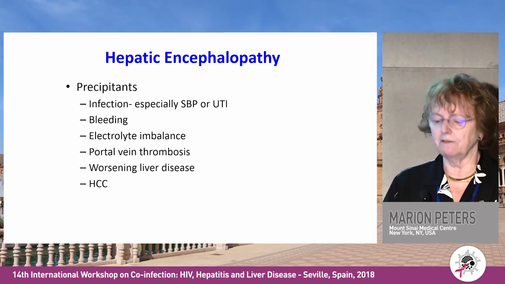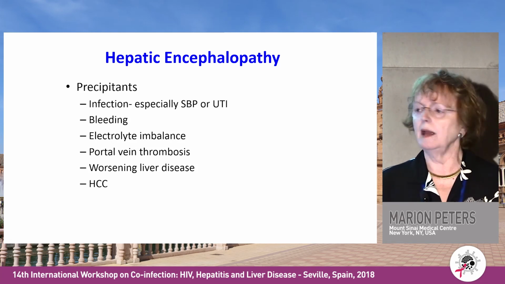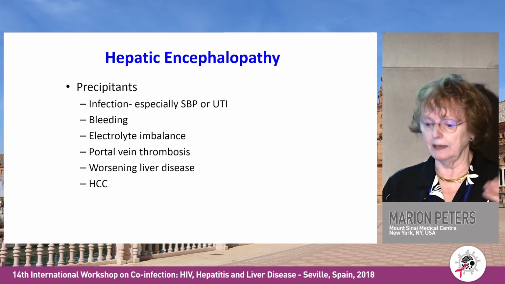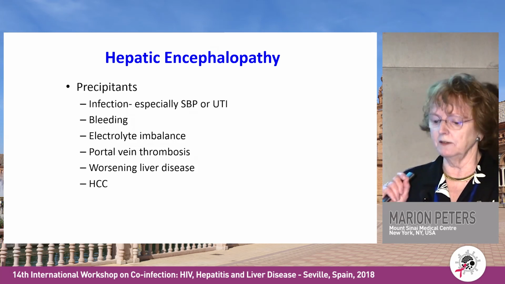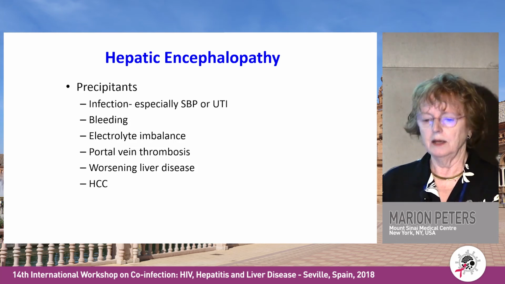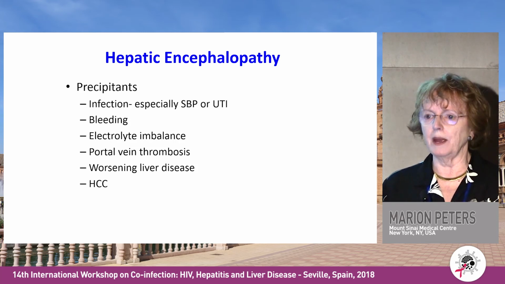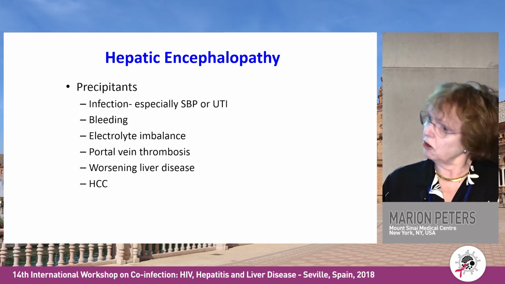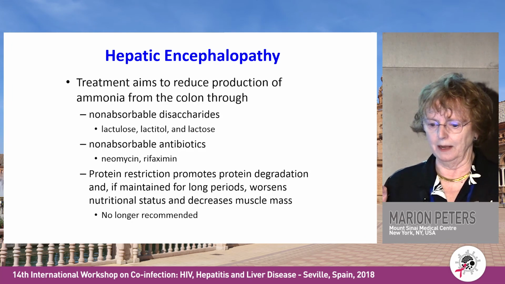Remember, hepatic encephalopathy can be precipitated by infection, SBP, and urinary tract infection, by bleeding, by electrolyte imbalance, by portal vein thrombosis, by worsening of liver disease, or by the development of hepatocellular carcinoma. So with new development of encephalopathy, pan culture the patient, check them for bleeding, check their electrolytes, ultrasound for portal vein thrombosis and hepatocellular carcinoma.